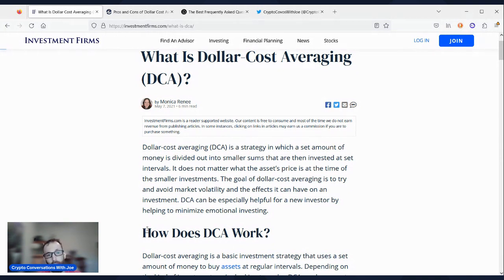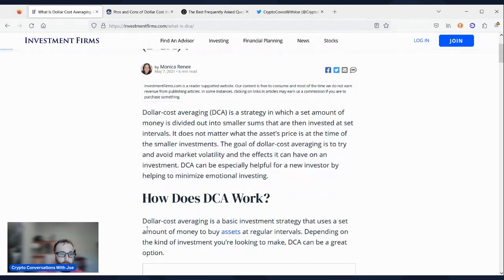What is dollar cost averaging? Dollar cost averaging is a strategy in which a set amount of money is divided into smaller sums that are then invested at set intervals. It does not matter what the asset's price is at the time of the smaller investment. The goal of dollar cost averaging is to try to avoid market volatility and the effects it can have on an investment. DCA can be especially helpful for a new investor by helping to minimize emotional investing. This is from investment firms, by the way.